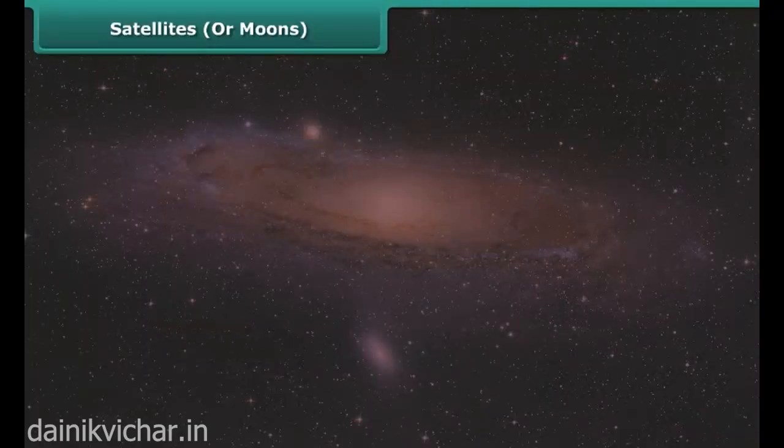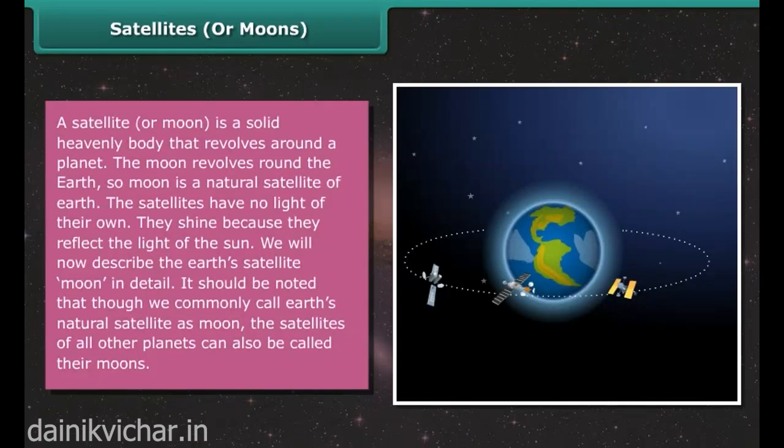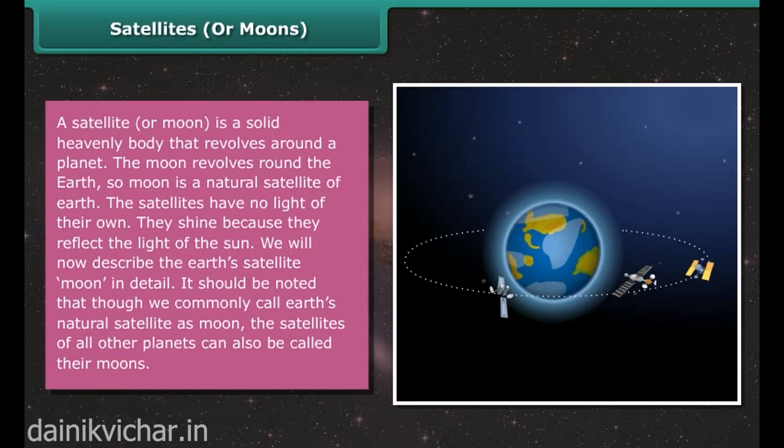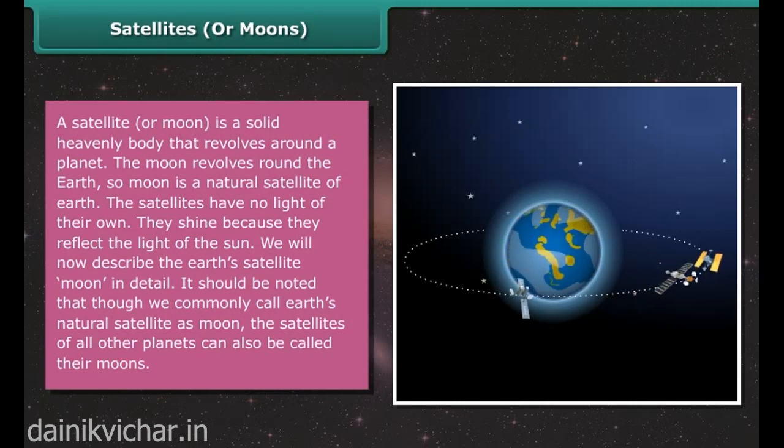Satellites or moons. A satellite or moon is a solid heavenly body that revolves around a planet. The moon revolves around the Earth, so the moon is a natural satellite of Earth. The satellites have no light of their own. They shine because they reflect the light of the Sun. We will now describe the Earth satellite, the moon, in detail.